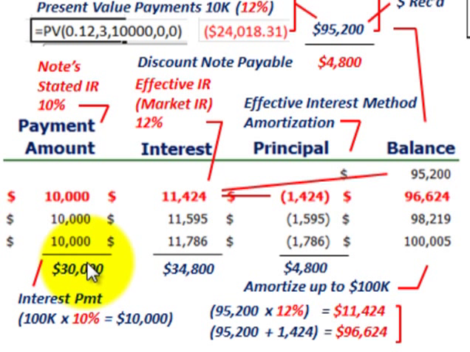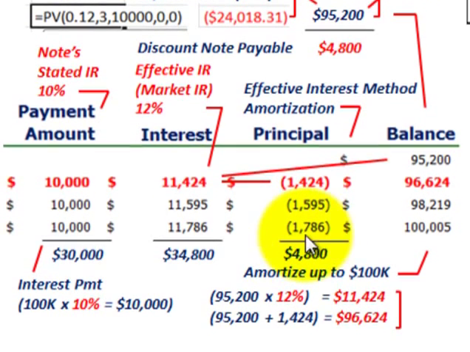So the difference between the cash and the effective amount of interest is the amount that we're amortizing, $4,800. And we did that just by amortizing, beginning with the $95,200 present value of that note, amortizing it up to its maturity value of $100,000. And that's how we go about determining the total interest expense for each period.